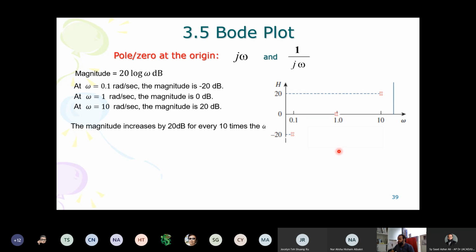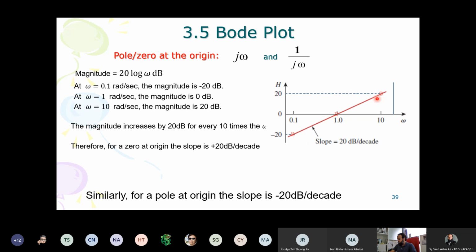So basically the magnitude is increasing by 20 dB for every 10 times the frequency. From 0.1 to 1, the magnitude increased by 20 dB. From 1 to 10, the magnitude increased by 20 dB. This is called 20 dB per decade. So for a zero at origin, the slope is 20 dB per decade. You can see that the slope of this line is 20 dB per decade, and if it's a pole, it will be negative 20 dB per decade, like this. Very much the same, it will be centered at origin and will be negative 20 dB per decade. So far so good.